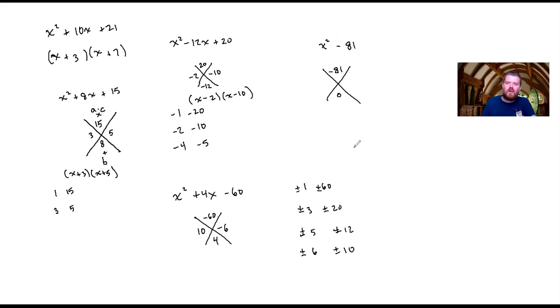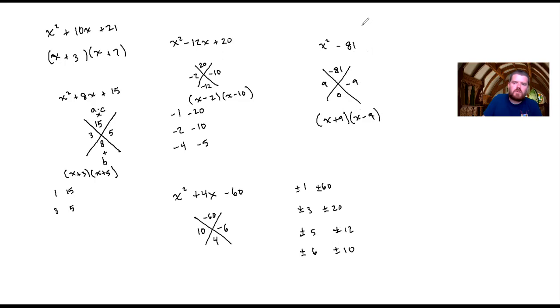So for them to add up to 0, they have to be the same, just with an opposite sign. And so when you see 81, you should be thinking these numbers end up being positive 9 and negative 9. So therefore, this is x plus 9 times x minus 9.